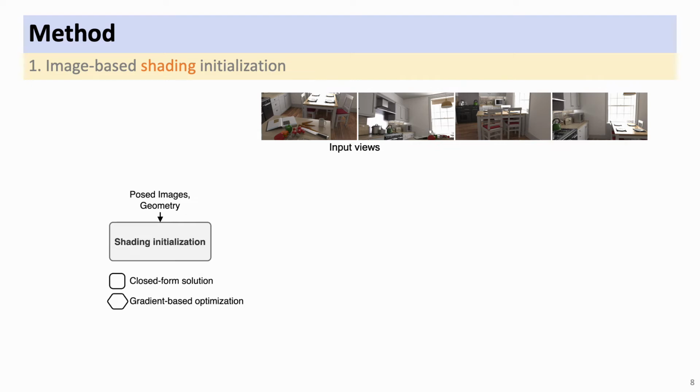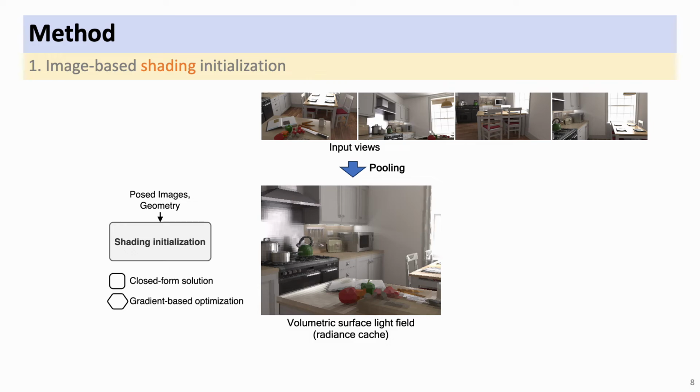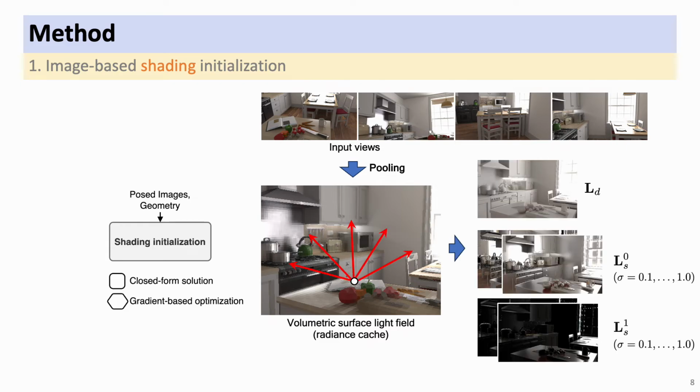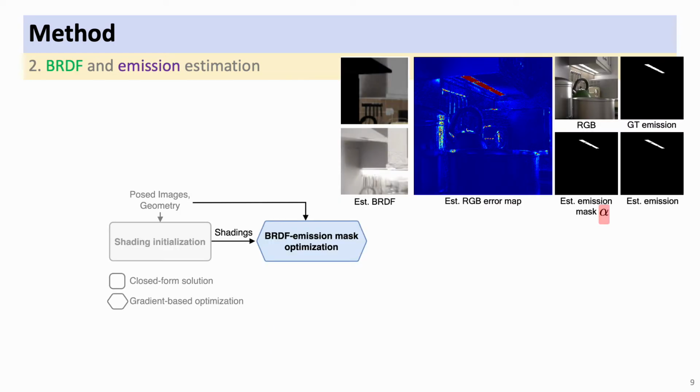Here are the detailed steps of our pipeline. Firstly, to initialize the shadings, we pull the input views onto a volumetric surface light field, which serves as a radiance cache similar to NeRF. Querying it allows us to bake the initial diffuse and specular shadings. Given the initial shading, we solve for BRDF and emission.